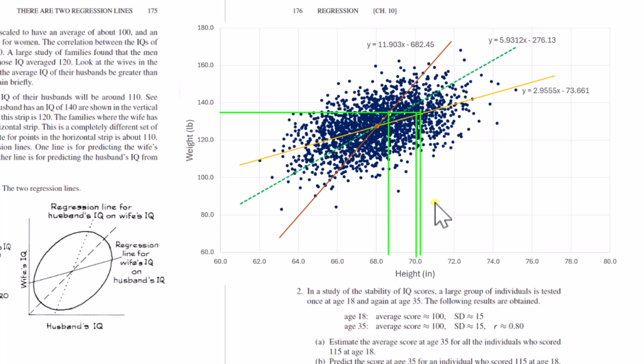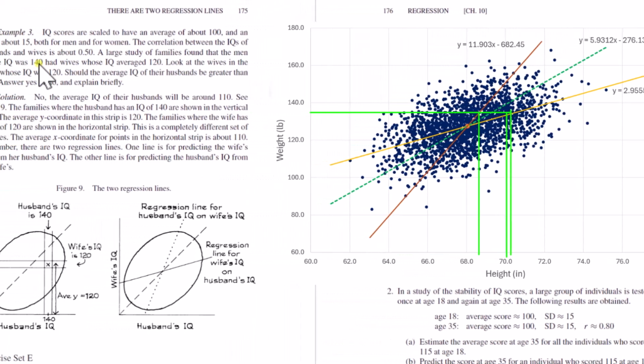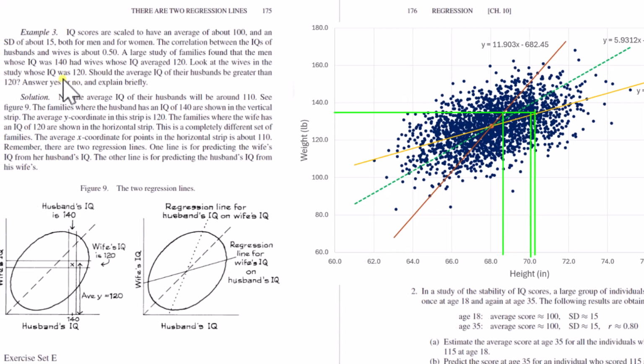In all cases for a football-shaped cloud, the regression line for vertical with respect to horizontal is going to be less steep than the regression line for horizontal with respect to vertical. So we know for sure that for the wife's IQ score of 120, the men's IQ score is going to be less than 140. But they're not asking if it's going to be less than 140. They're asking if it's going to be less than or greater than 120.